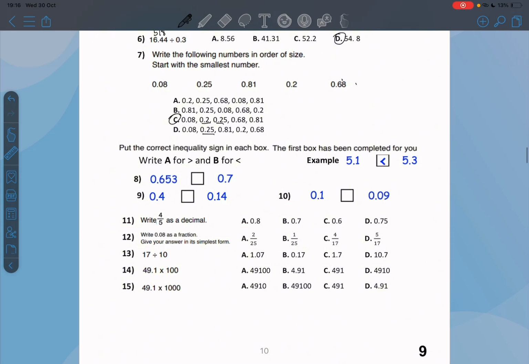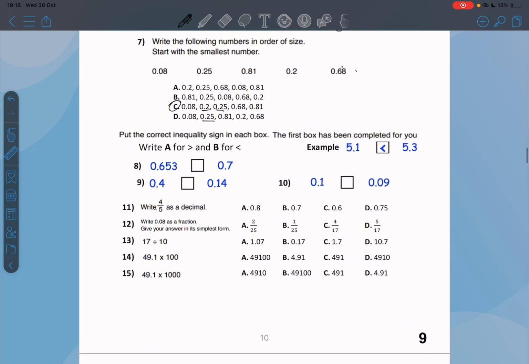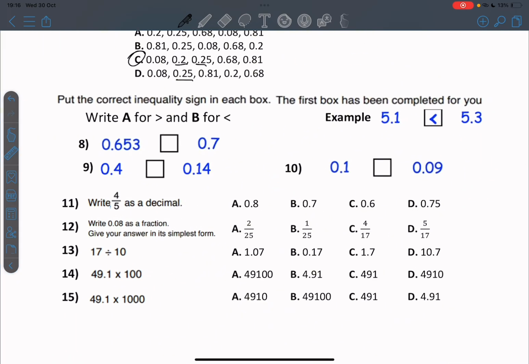Okay, question 8. So you have to put the inequality sign. So this means the left side is bigger. This means the right side is bigger. Which side is bigger? Well, again, look at the place values. 6 and 7. Which one is bigger? 7 is bigger. For 9, this one, 4 is bigger than 1. If we compare these ones, 1 is bigger than 0.